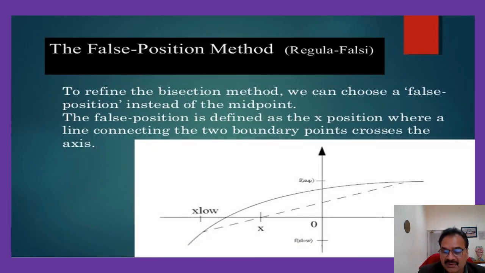Here, it is easy to see. Look, this is the graph, and these are the positions. We have written here x low, and this is x up, a function of x up. This is the origin, and here is the point x, and this is f of x low.